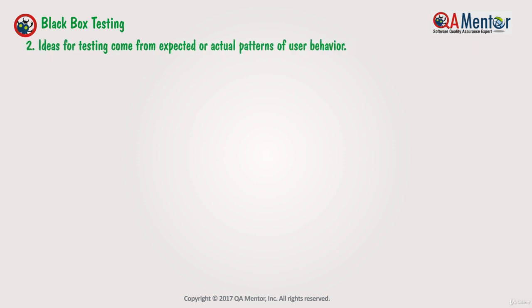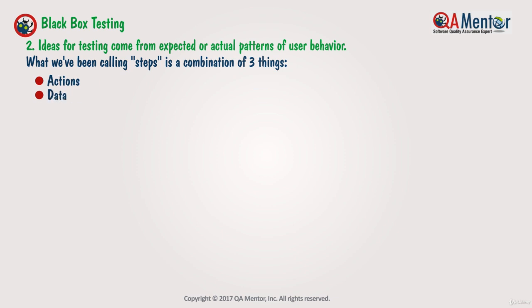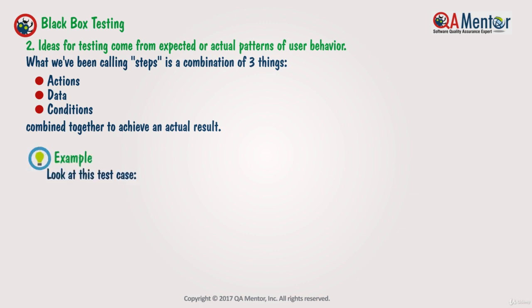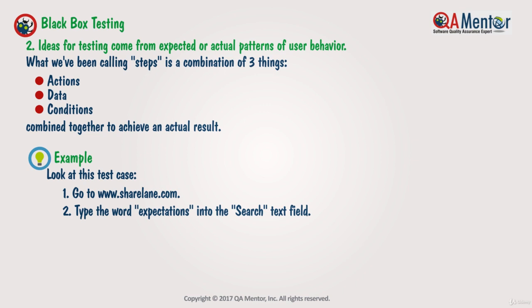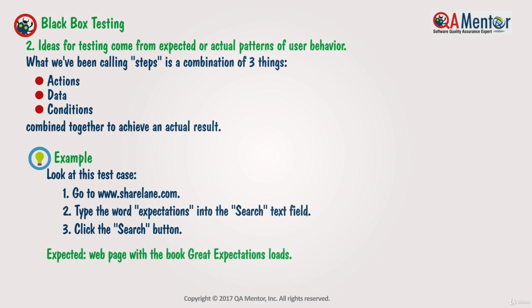Two, ideas for testing come from expected or actual patterns of user behavior. What we've been calling steps is a combination of three things: actions, data, and conditions, combined together to achieve an actual result. Example, look at this test case. 1. Go to www.sharelane.com. 2. Type the word expectations into the search text field. 3. Click the search button. Expected, web page with the book Great Expectation loads.